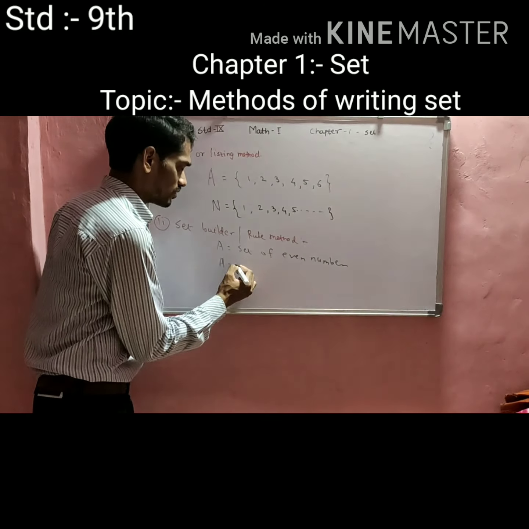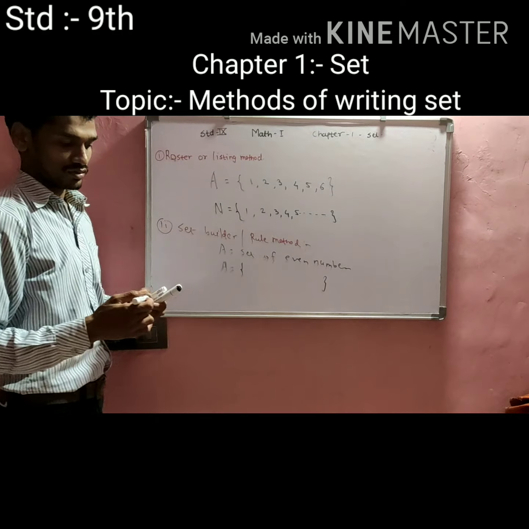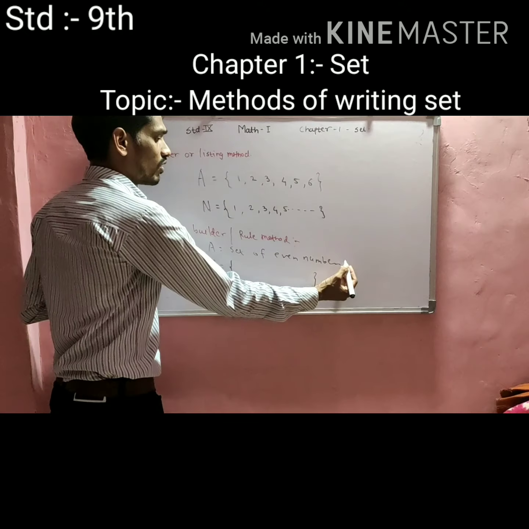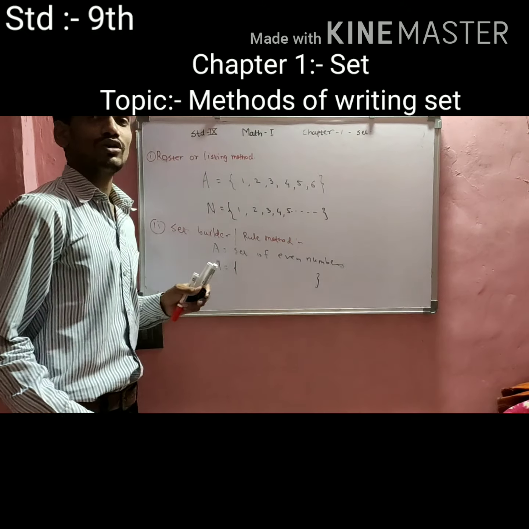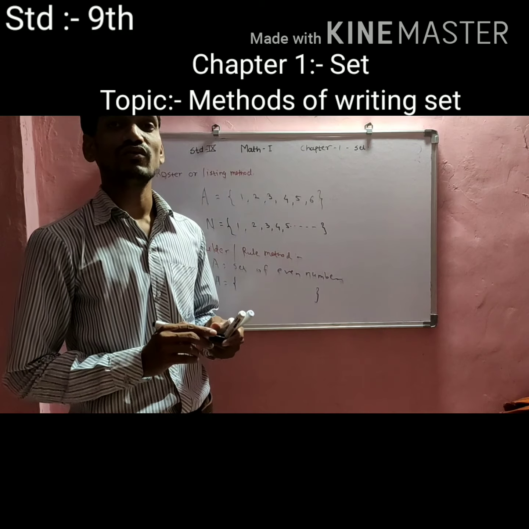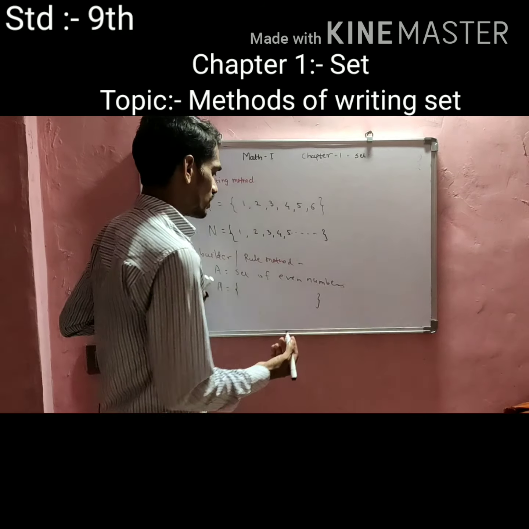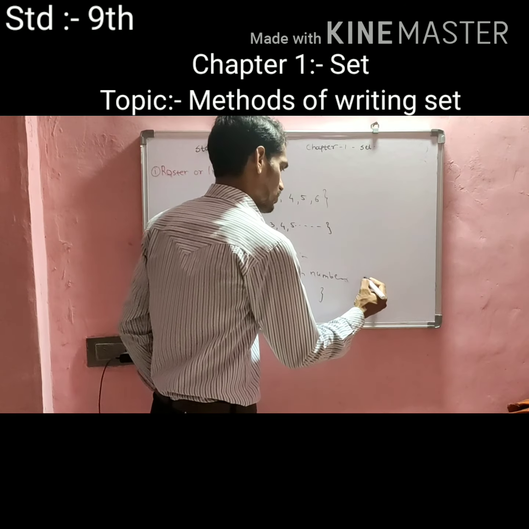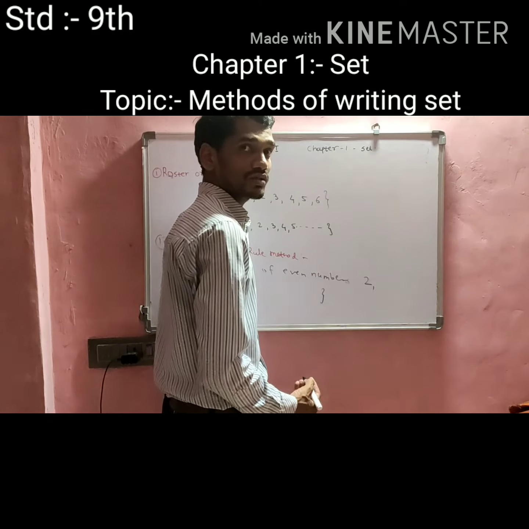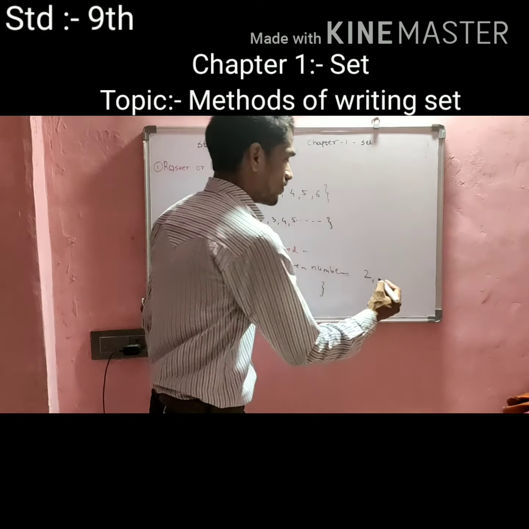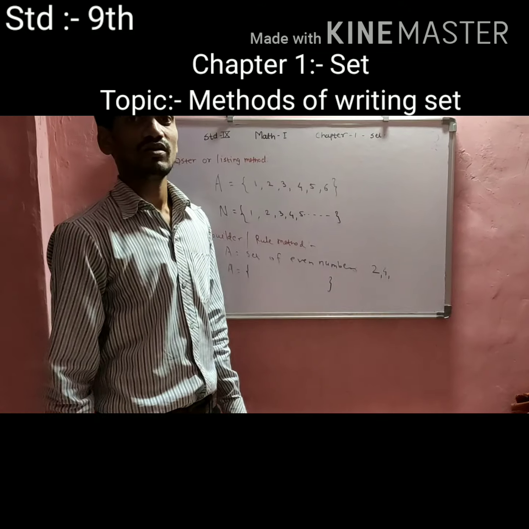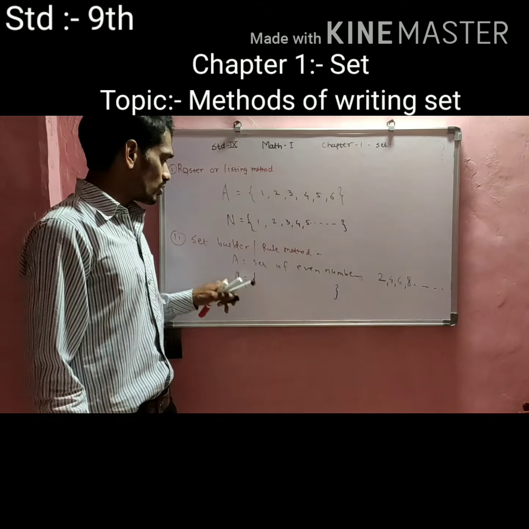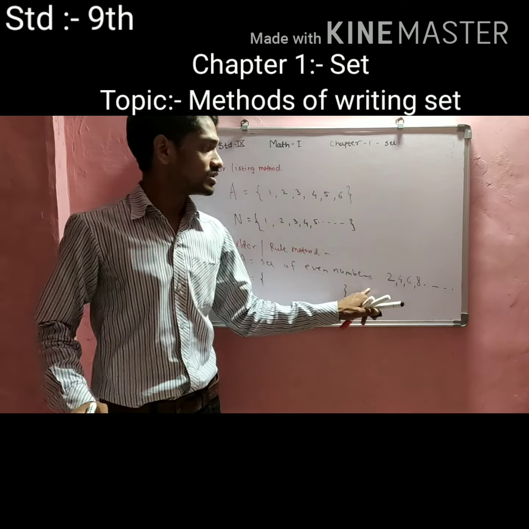Just take the curly bracket. Students, you have to take the curly bracket, and inside that we take the set of all even numbers. So how do we represent the even numbers? What is the first even number, students? My first even number is 2. What is the next even number? 4. And the next? 6. So, dot dot. Okay.